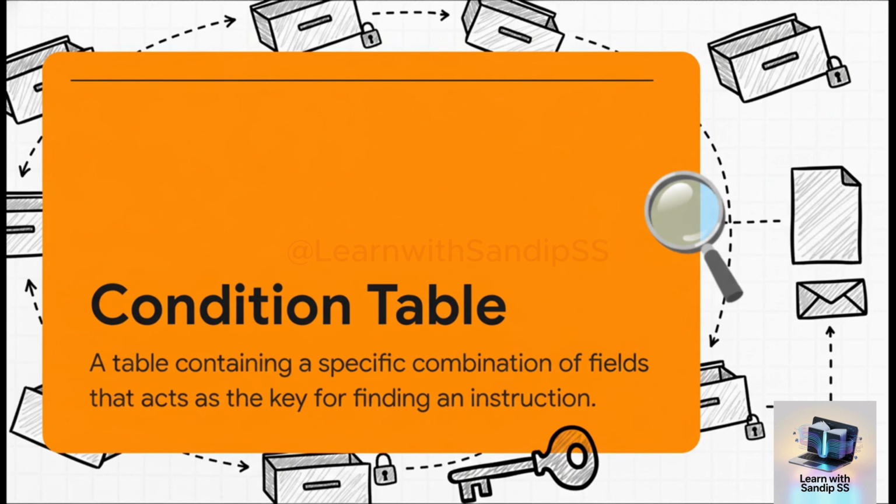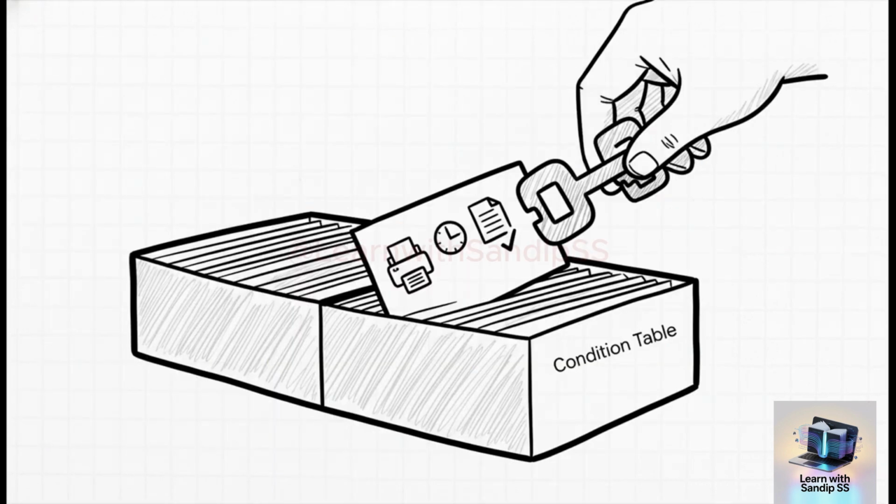Each table, or each cabinet, is organized by a specific combination of fields, like one cabinet for document type and another, more specific one for purchasing org and supplier. That combination of fields is the key. And what's inside the filing cabinets? Well, that's the final piece of our analogy, the condition records. These are the actual index cards with the instructions written on them.